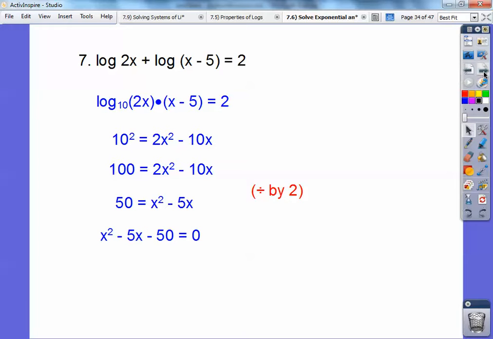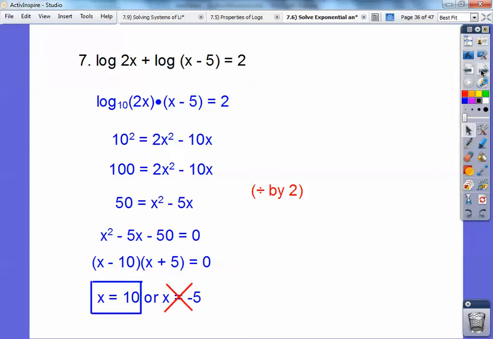And then factors of negative 50 are negative 10 times positive 5. So you get x equals 10 or x equals negative 5. All right, I didn't say this in my first video when I was talking about the definition of logs. You can't log negative numbers. That's just a rule. You can't log negative numbers. So I'm going to cross out the 5, and your answer is x equals 10 only. All right, let's try a couple more, you guys.